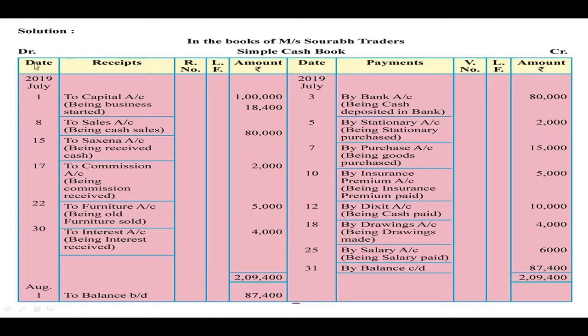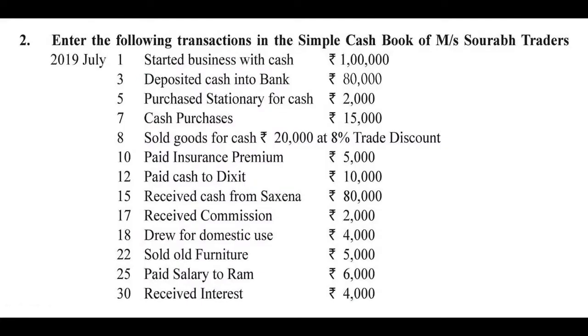So on the debit side we have date column, then receipts, that is whenever the cash comes in the business it is recorded on the debit side, then receipt number, ledger folio and amount. On the credit side we have the date column, payments. It means all the expenses are recorded on the credit side of the cash book, voucher number, then ledger folio and amount. So now we will go through the question which is given here.